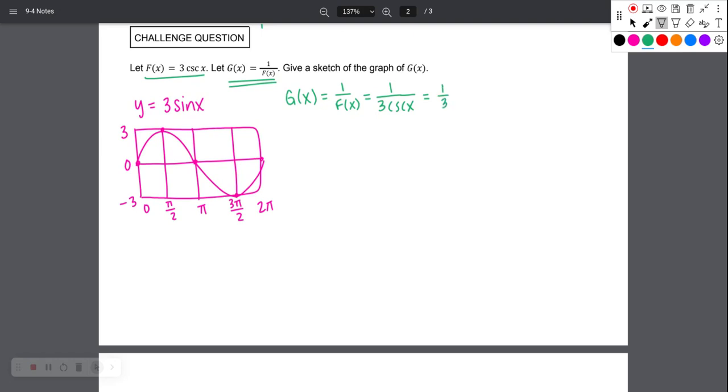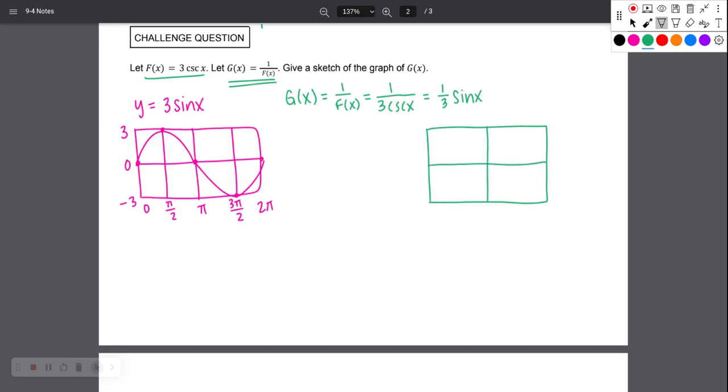But don't forget, we still have the 1/3. So it would be 1/3 sine x, right? We're just replacing the 1 over cosecant with sine, but we still got the 1/3. So that's this function g of x. So function g of x is 1/3 sine x, but there is a catch, right? That's what's going to make this a challenge.